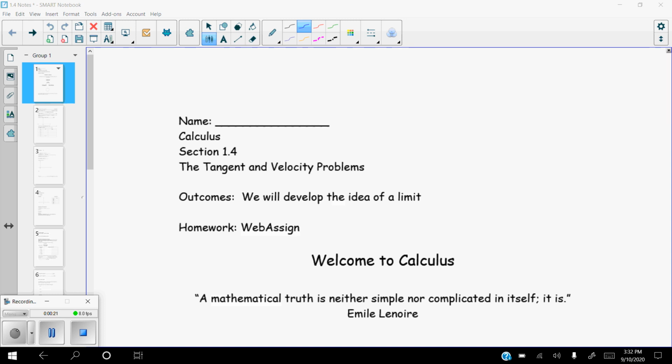It's kind of amazing how one really simple concept that goes back to geometry is going to be a key to everything that we're going to be doing pretty much from here all the way through the end of calculus. It doesn't mean that every single piece is going to have this in it, but this is really the basis. It's kind of where it starts. So our outcome today is to develop the idea of a limit.